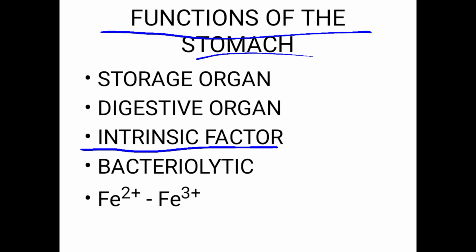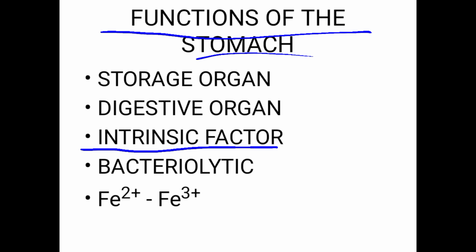That is very important for the production of RBC, right? That is called hemopoietic function, because the intrinsic factor is important for the absorption of vitamin B12 from the small intestine. Without vitamin B12, the maturation of RBC is affected, because it is a maturation factor for RBC.